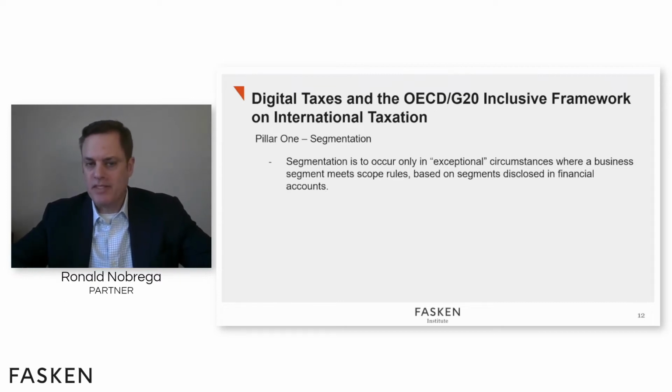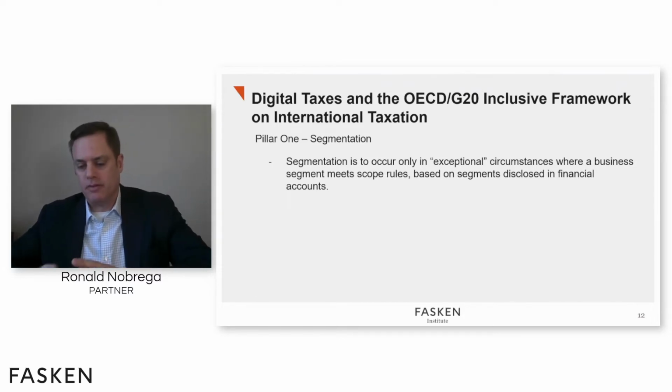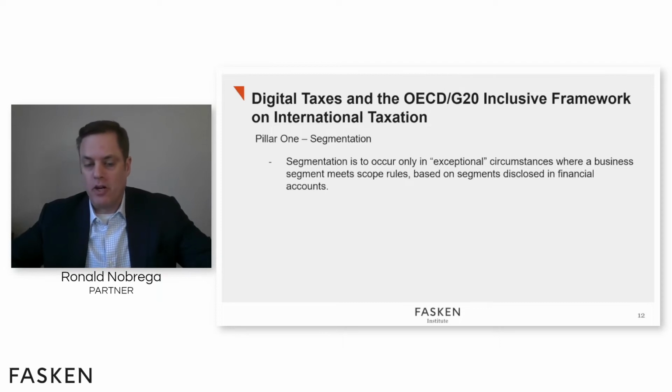There will be very limited segmentation in these rules. In general, a multinational will just determine whether or not it meets the thresholds. But in some cases, a multinational may satisfy the 20 billion euro revenue threshold, but not the profit margin threshold, but itself have segments that do satisfy that profit margin threshold. So where that is the case and that information is provided in its financial statements, if that segment has itself 20 billion or more euros of revenue and meets the 10% margin threshold, that segment will be subject to tax under Pillar 1.